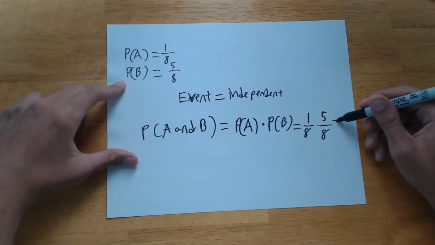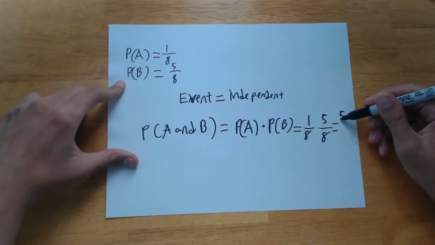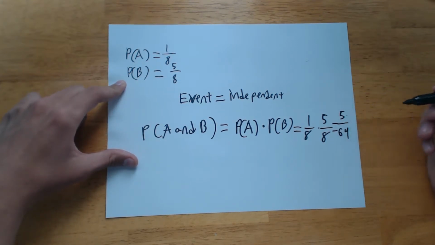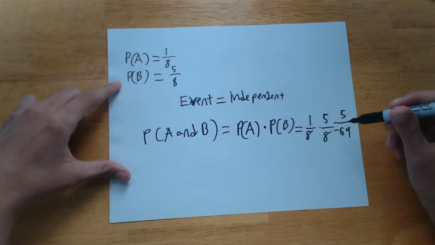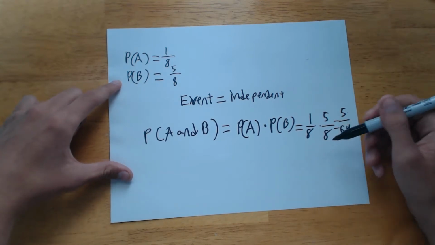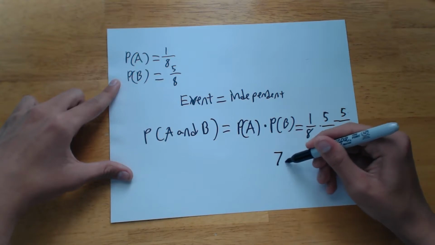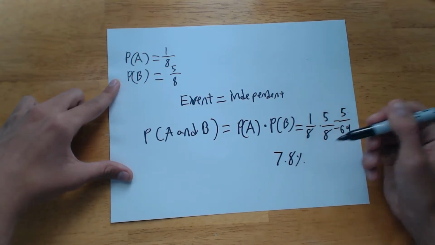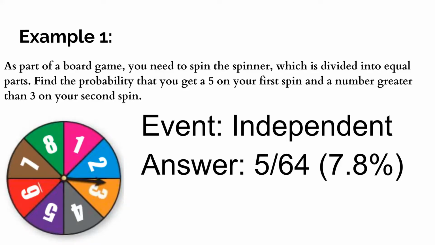And if you do the math, that equals 5 over 64 as a fraction, but written as a percent would be around 7.8%. So as we figured out, the event was independent, so the probability of A, the first spin, didn't affect the probability of B, the second spin. And we figured out the answer was 5 over 64, or about 7.8%.